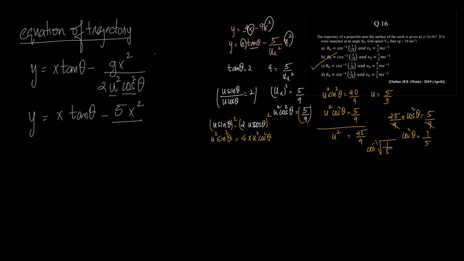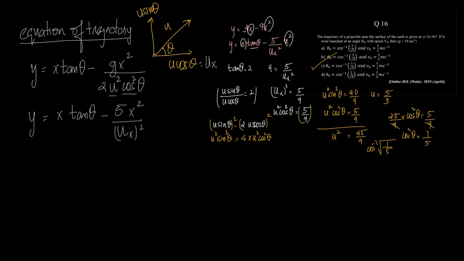See, when an object is projected with velocity u at an angle θ, the horizontal component is u cos θ, and the vertical component is u sin θ. So here, instead of u cos θ, I can write this as ux. So this becomes 5 by ux the whole square.